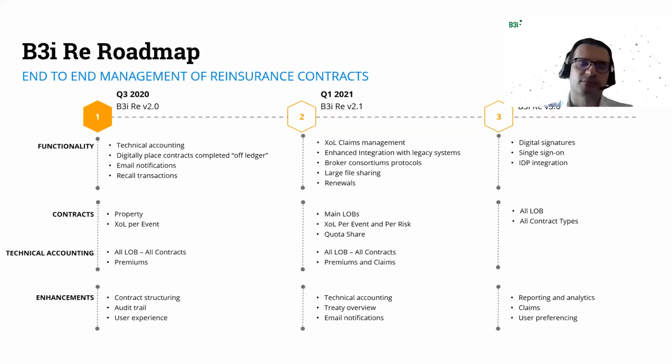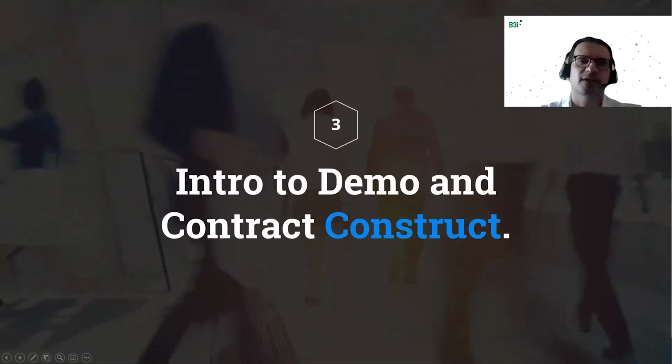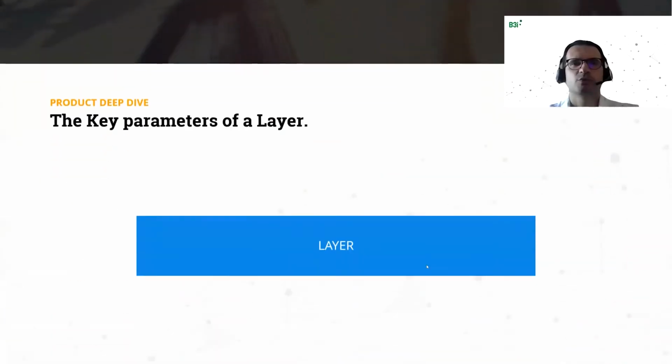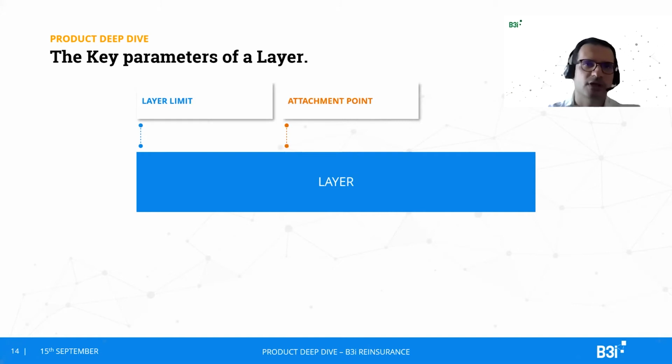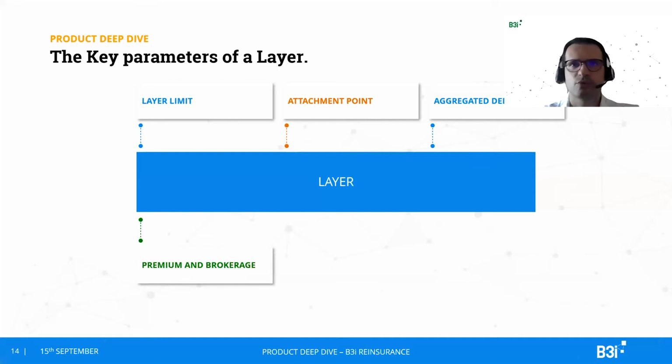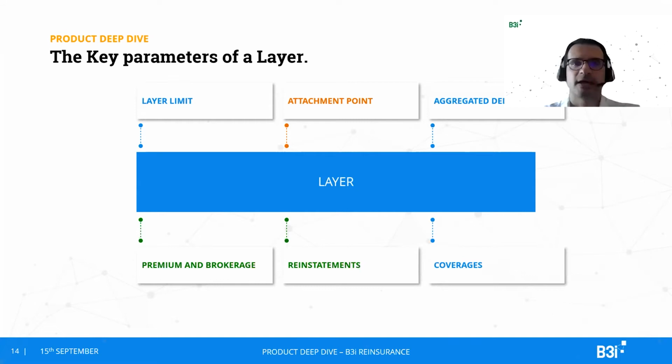Now, before we jump into the demo, and you can move to the next slide, I'd like to give you an overview of how this parametric construction of the contracts works. So if you move to the next slide, you can see what we have here is the layer, which is really the main building block. But the layer can be enriched with a number of parameters, and there are quite a few actually. We're going to be focusing here on the key parameters, such as the layer limit, the attachment point, the aggregate deductible, premium brokerage, installments, the reinstatements, and of course the coverages.